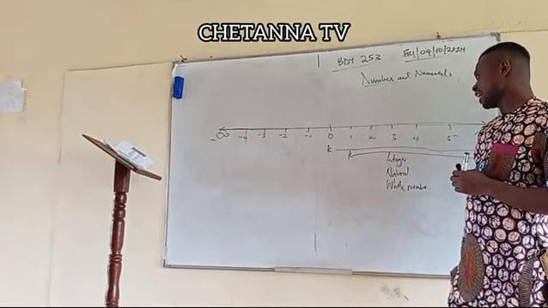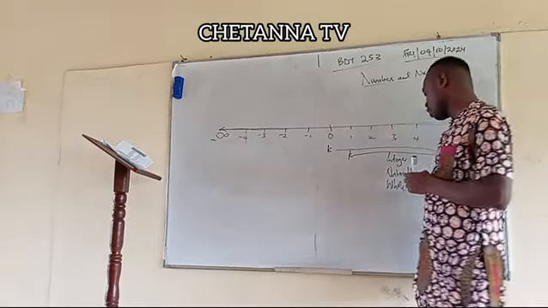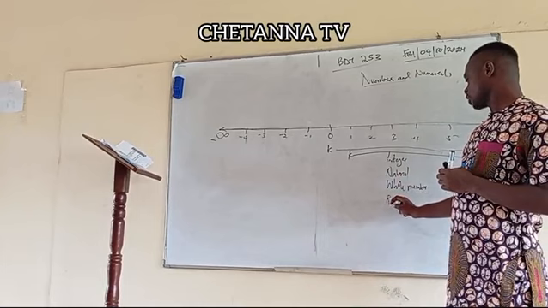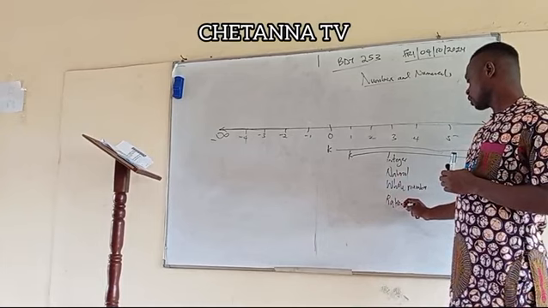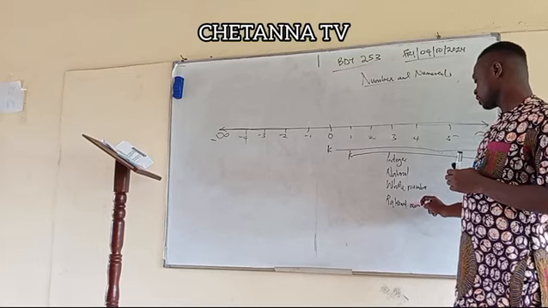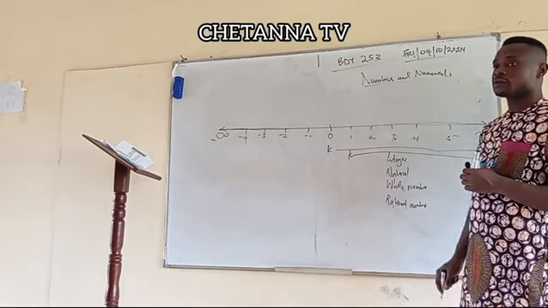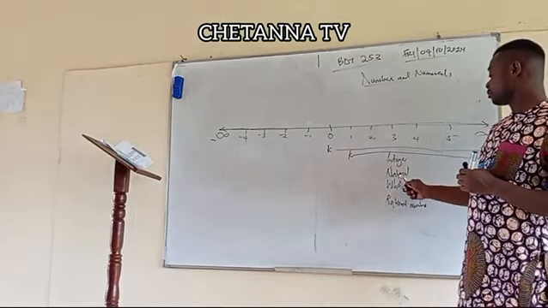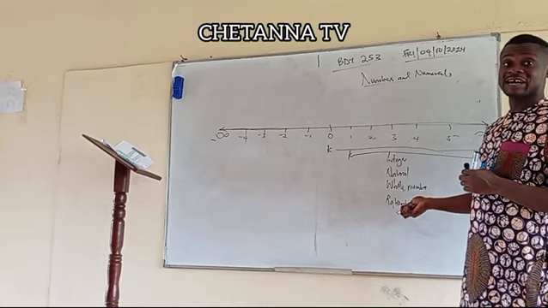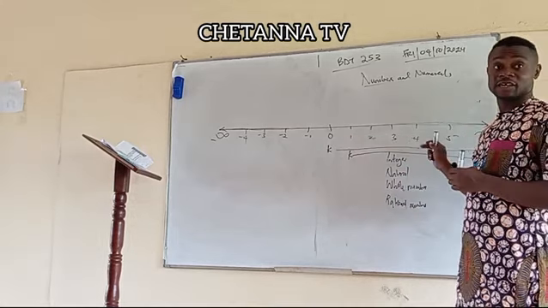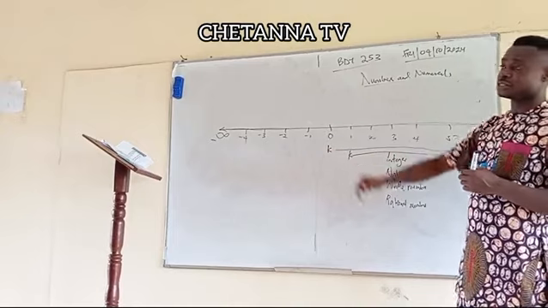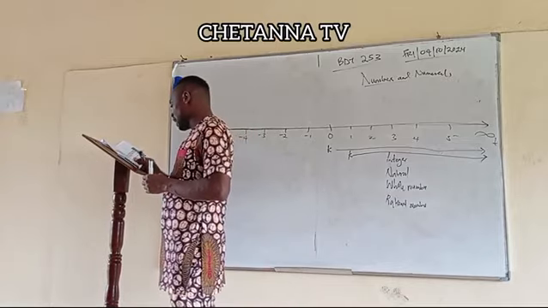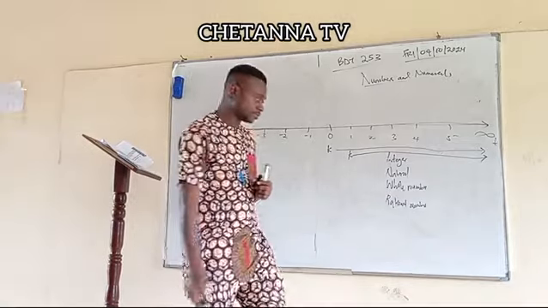Now, there's another set I want to talk about. We have rational numbers. Do I need to start giving you examples of this again? No need, right? Because they are here. That's why I drew the number line in the first place.